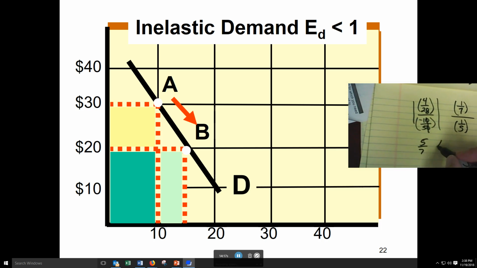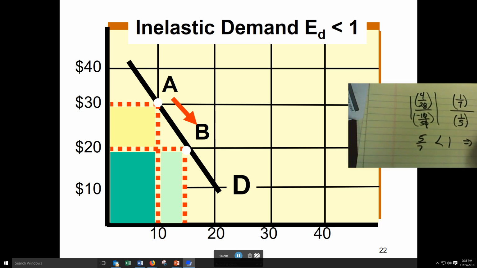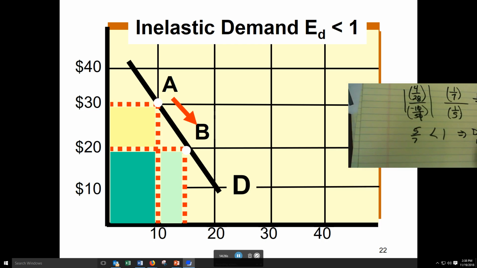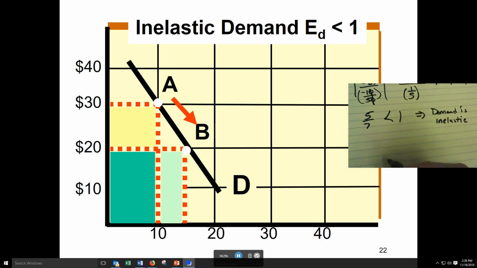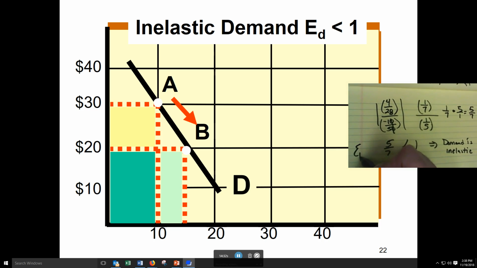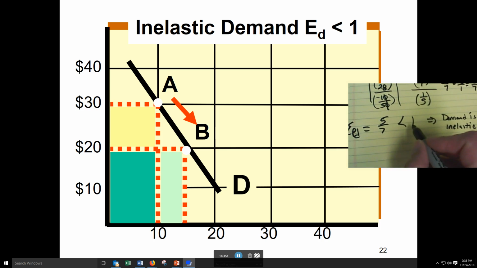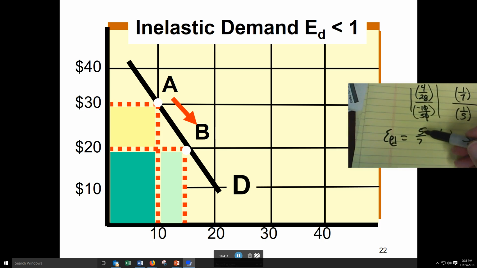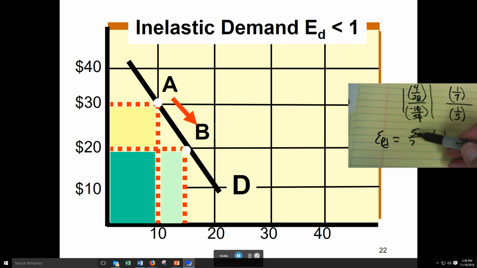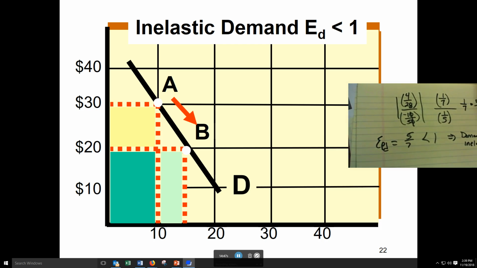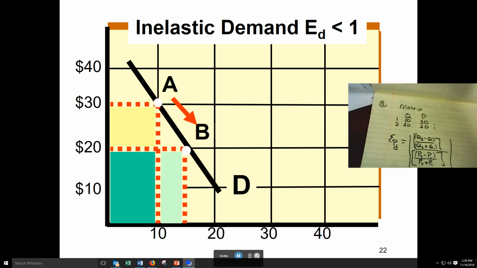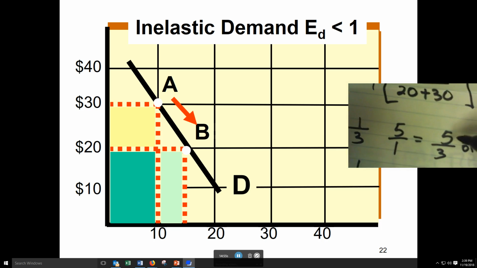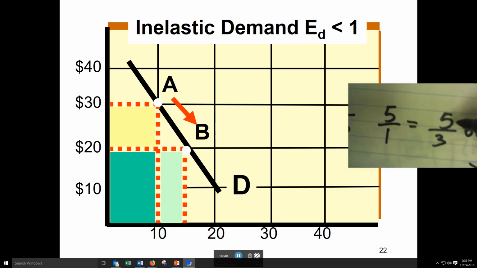5 over 7 is less than 1. Therefore, demand is inelastic. When demand is inelastic, the price elasticity of demand is less than 1. This means, say for a 7% change in the price, we're only going to get a 5% decrease in quantity demanded. If we go back to the other problem we just worked, where it came out greater than 1, you can see here a 3% change in price would cause a 5% drop in quantity demanded.